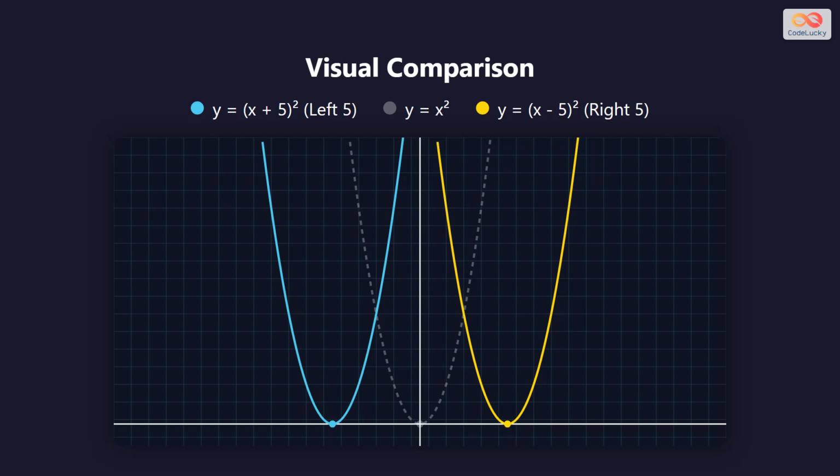Here you can see all three together. The white dashed line is our parent function in the center. The yellow graph shows a shift to the right, and the blue graph shows a shift to the left. Visualizing them together helps us see the pattern clearly.